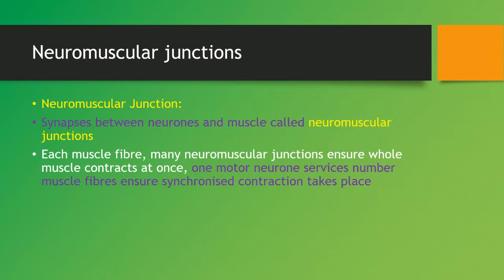A neuromuscular junction is a synapse between a neuron and a muscle. Each muscle fiber will have many neuromuscular junctions, ensuring the whole muscle contracts at once. One motor neuron will service a number of muscle fibers to ensure the synchronized contraction taking place.